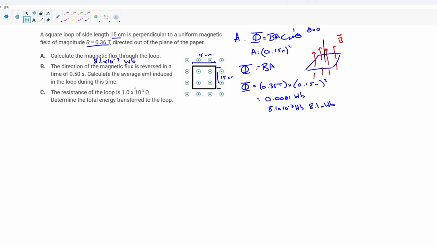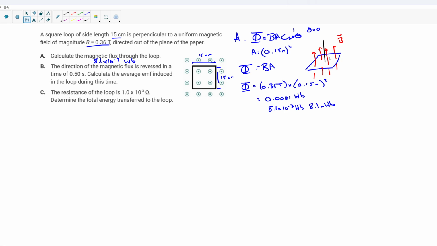All right, let's try B. The direction of the magnetic flux is reversed in a time of 0.5 seconds. Calculate the average EMF induced in the loop during the time. Okay, the flux is reversed, which means what we want to picture is the field is going to be reversed. Could happen a couple ways. You could honestly flip this loop upside down, would do the same thing.